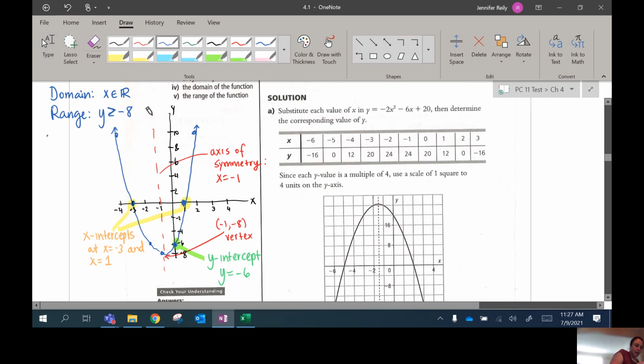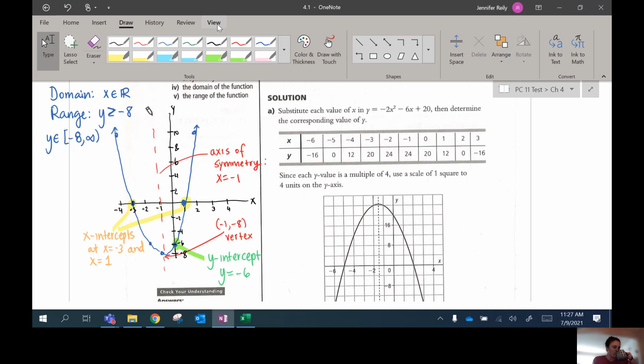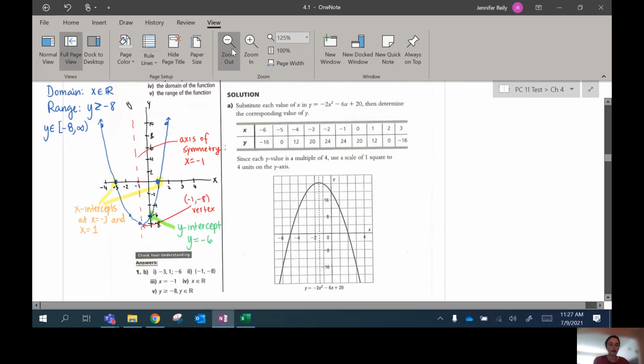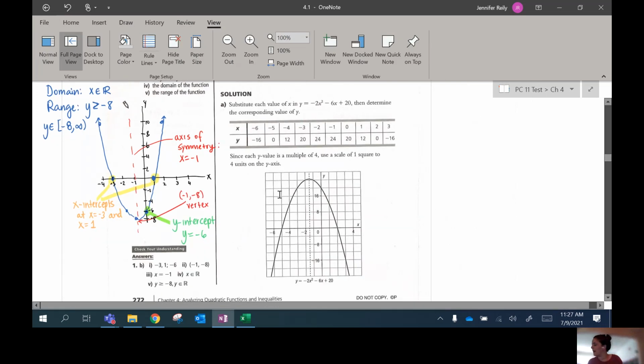Another way we can say it is y is in the set of values between -8 and infinity. We'll get to that later on as we go through the unit, how to use that type of notation if you didn't learn it in grade 10. Okay, so that's kind of all the key words we want to use.